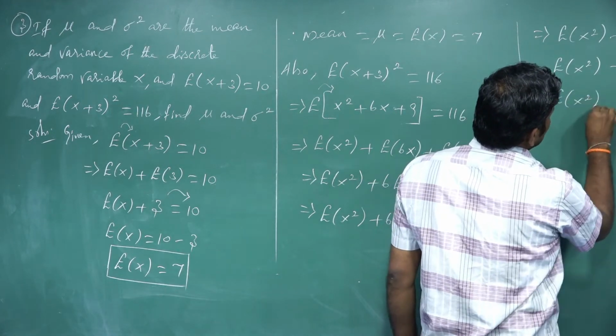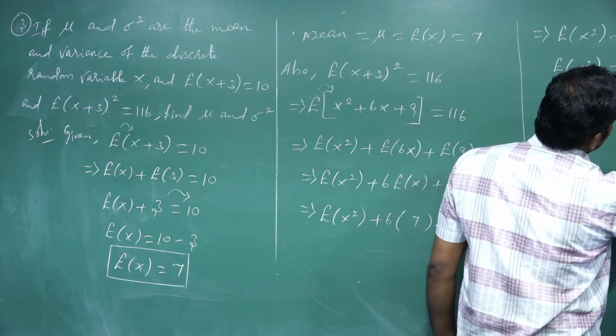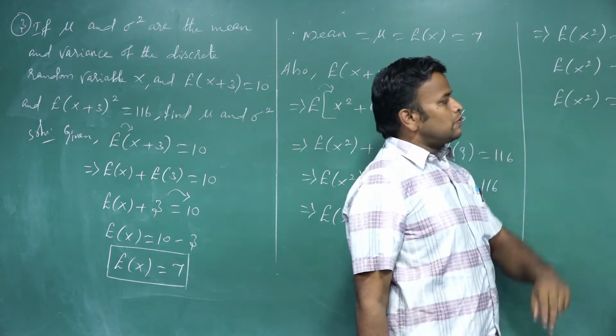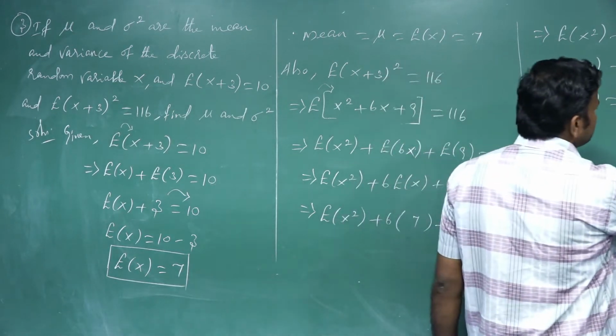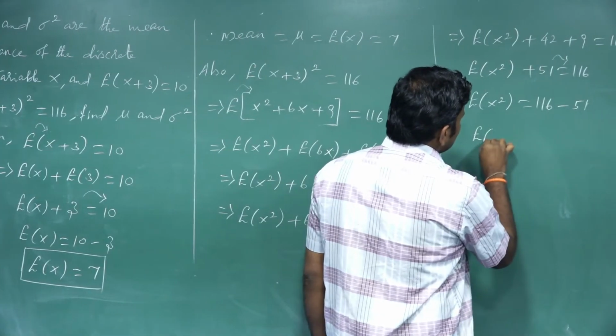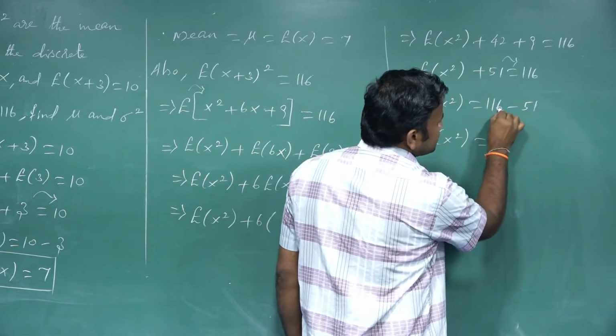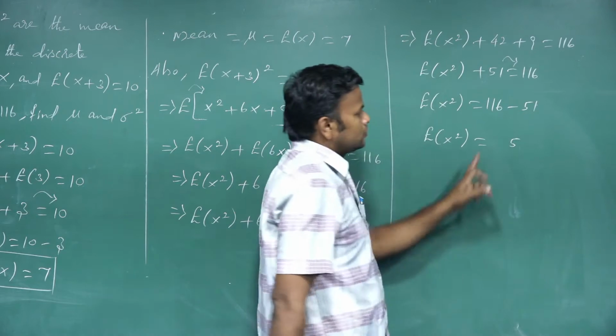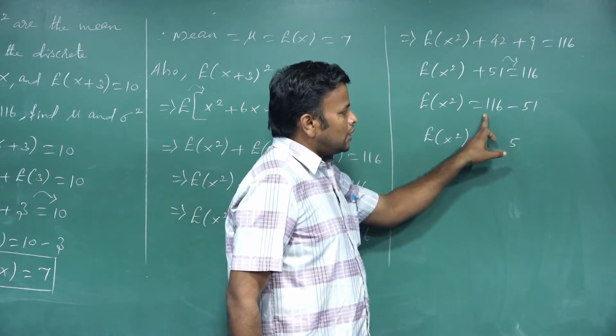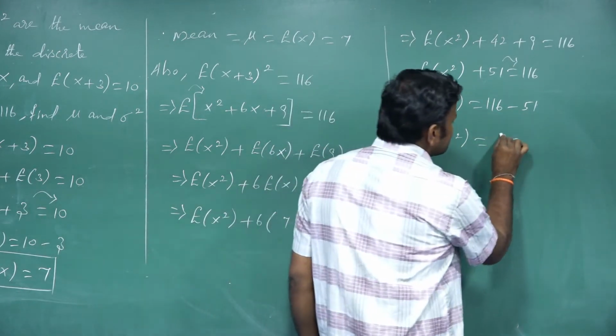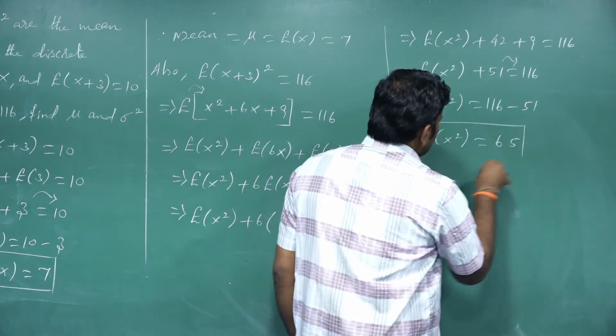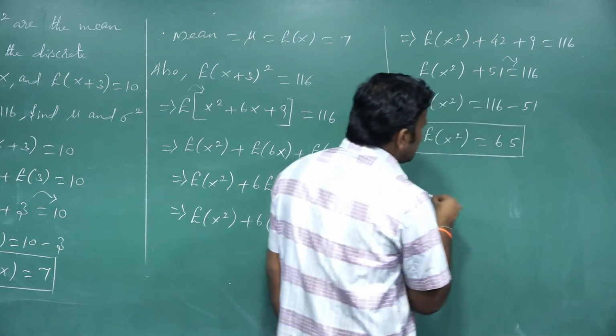So E of X square value is 116, the plus 51 becomes minus 51 on that side, so minus 51. So E of X square value is 6 minus 1 is 5, 11 minus 5 is 6. So we have found E of X square also, 65.